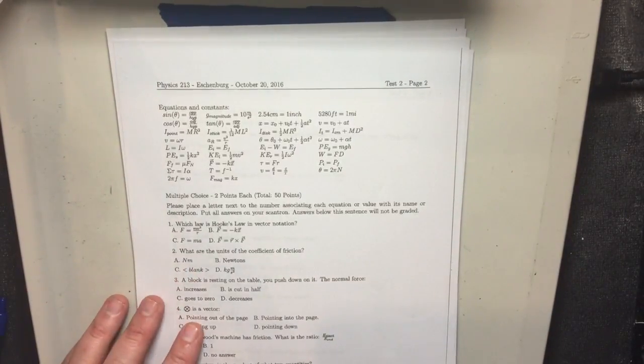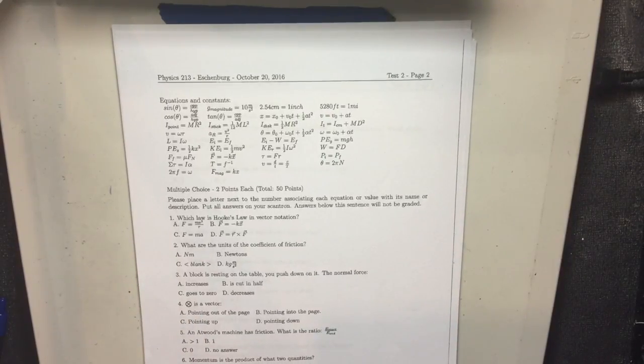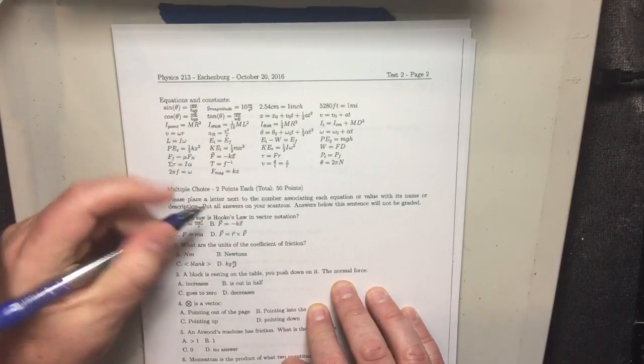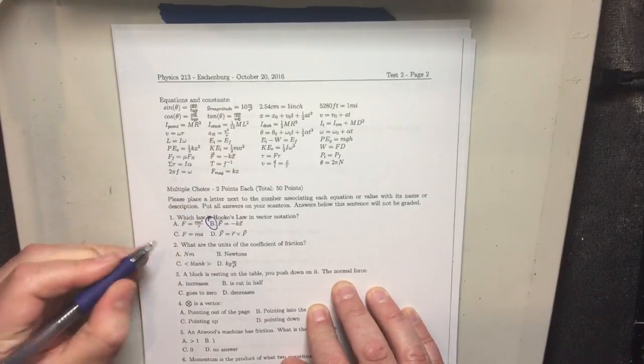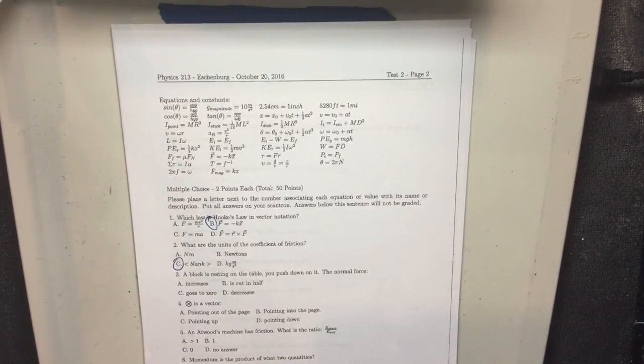Number 1. Which law is Hooke's law in vector notation? B. What are the units of coefficient of friction? C. Newton meter. Sometimes I like to jump rails and just ask side questions. Newton meter can also be expressed as a joule.